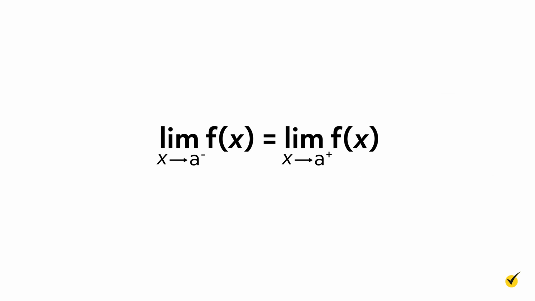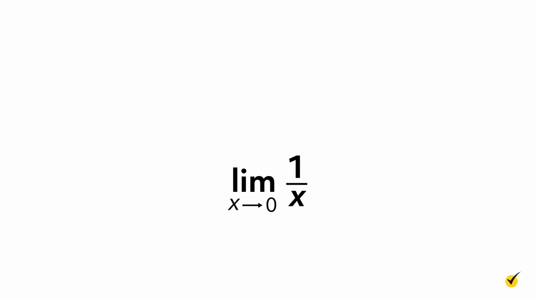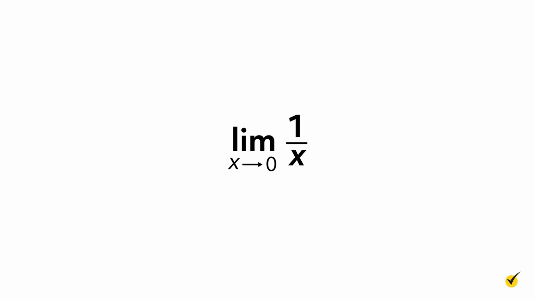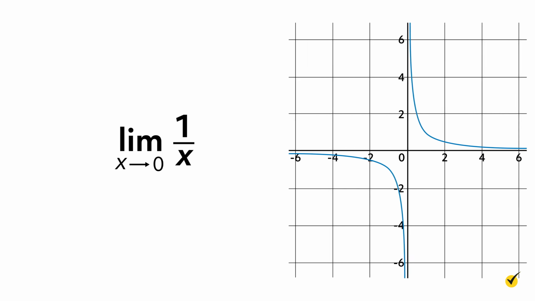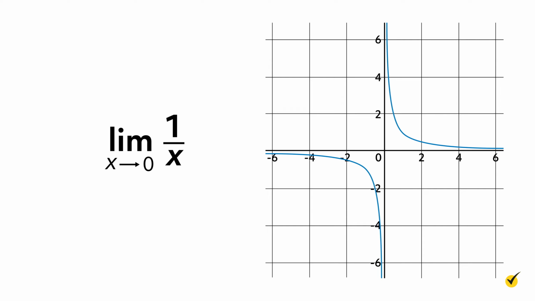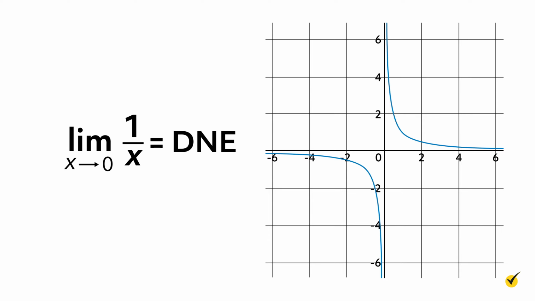Mathematically, we express this left and right limit rule by saying the limit as x approaches a minus, that is a from the left, of f of x must equal the limit as x approaches a plus, a from the right, of f of x in order for the limit to exist. If we were to take the limit as x approaches 0 of 1 over x, we would see that on the right side, the function shoots upward toward infinity, and on the left side, it dives downward toward negative infinity. Clearly, these are not the same value, so the limit does not exist.